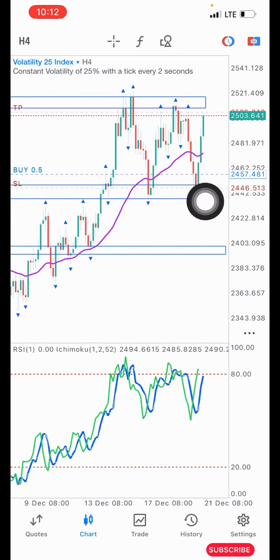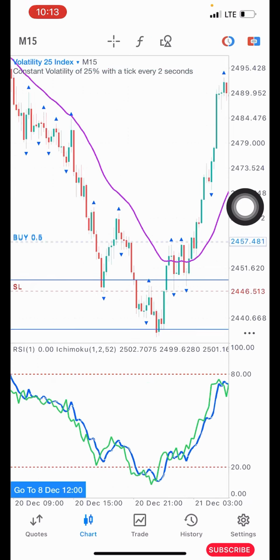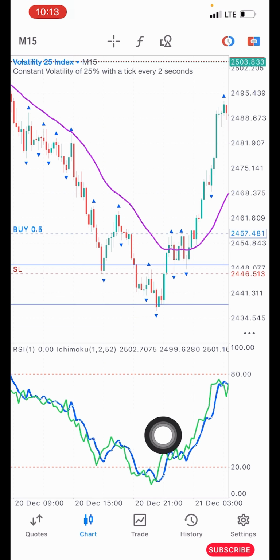All right, so I waited for price to get to the key level here, which is this zone. Then I went to the 50-minute time frame, and I waited for these indicators here to get to the 20 level. Then I wait for the green line to cross above the blue line.